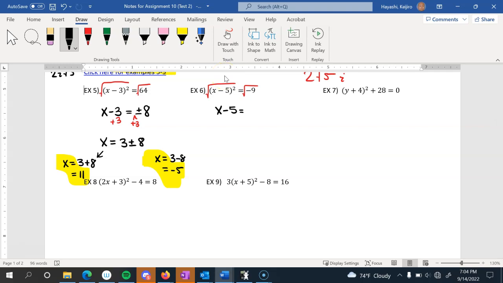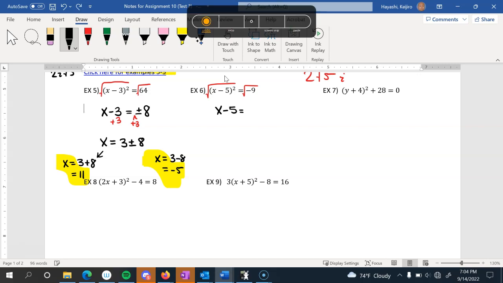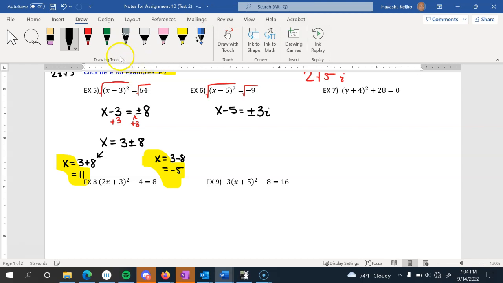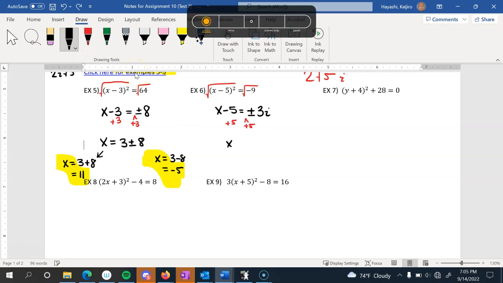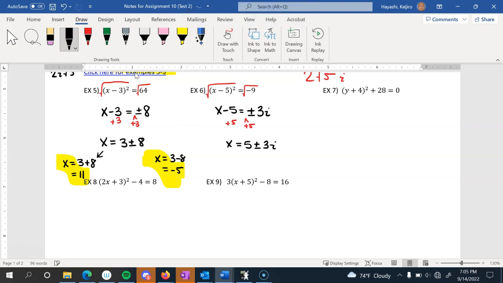3, because the square root of 9 is just the number 3, and i because of the negative underneath that square root. And by 3i, I actually mean plus or minus 3i. Now I'm just going to get x by itself by adding 5. I'm going to add a 5 in front of that plus or minus symbol. And x equals 5 plus or minus 3i.